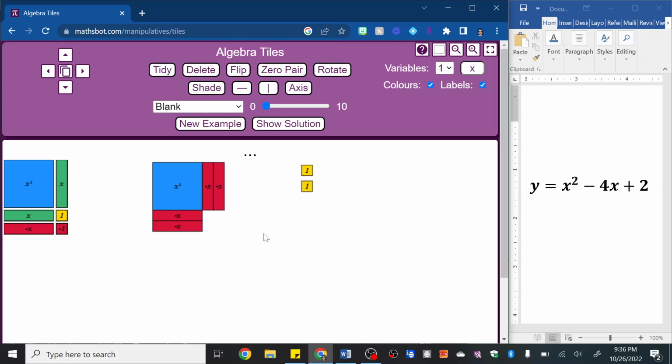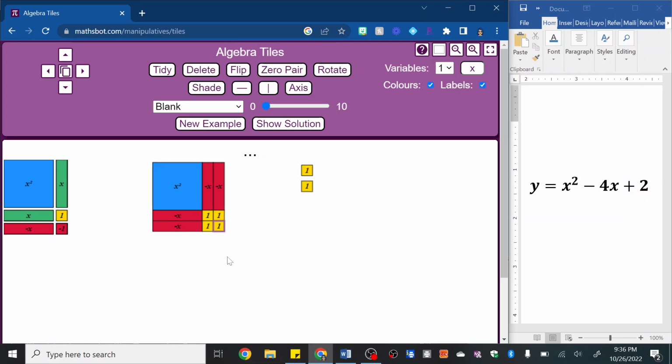Based on what I have here, I'm missing something to make this an actual complete square, and that is this empty part here. Now, I need to add tiles to complete the square here. In fact, I'm adding 1 tile, 2 tiles, 3 tiles, and 4 tiles.